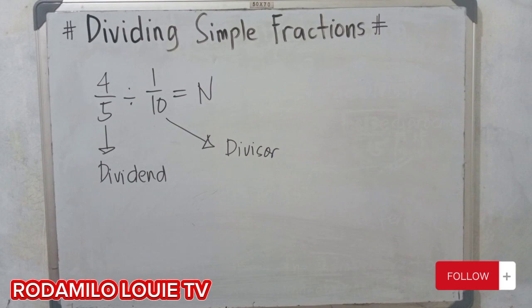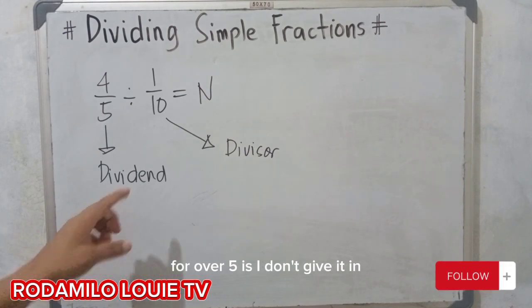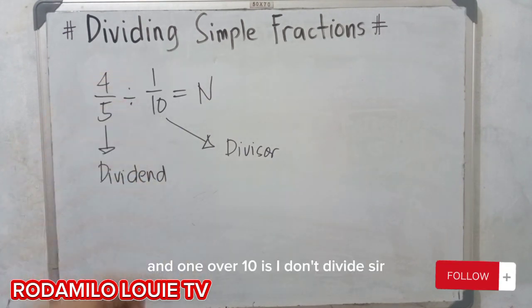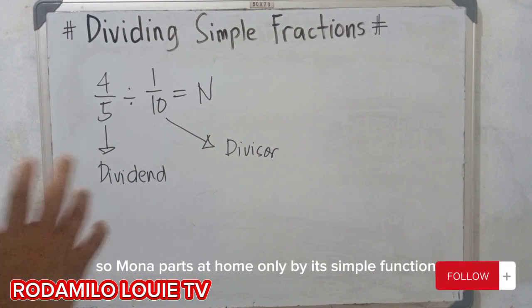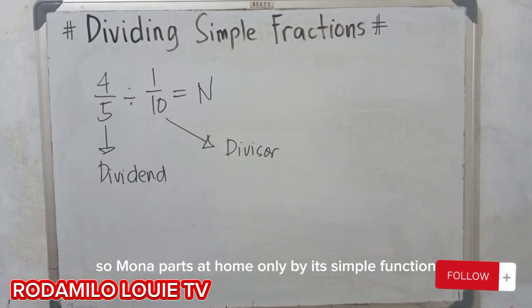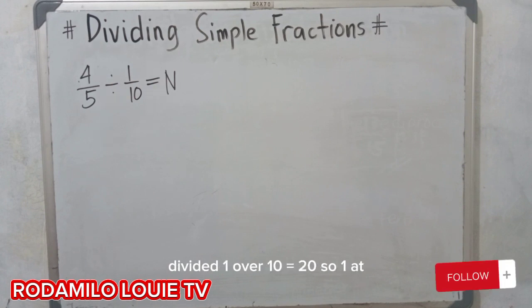Okay, so ato sang ilailahon ang atong i-divide. So 4/5 is ang atong dividend. Ang 1/10 is atong divisor. So mao na ang part sa atong pag-divide sa simple fraction. So atong example is 4/5 divide 1/10 is equal to n.